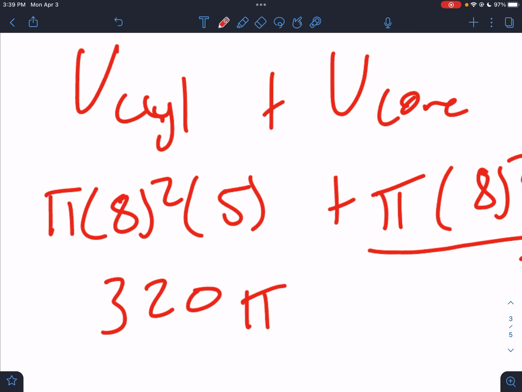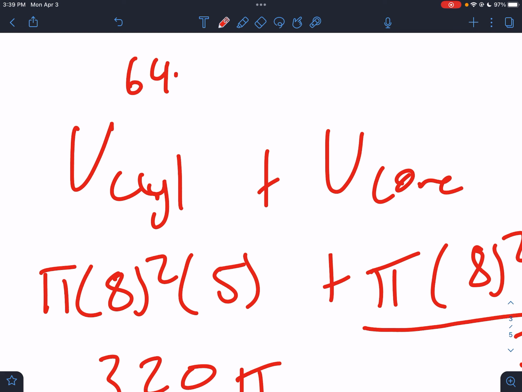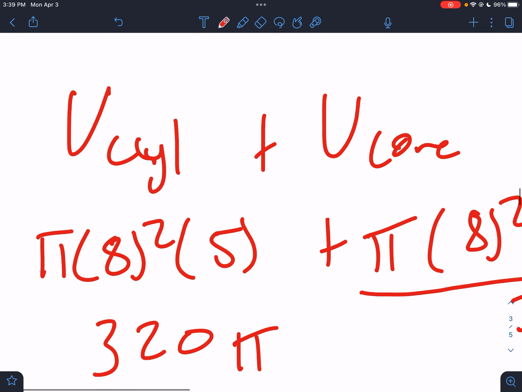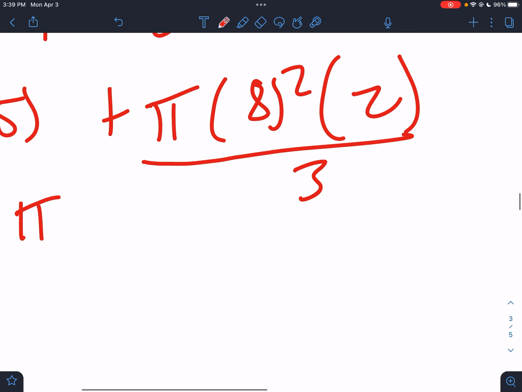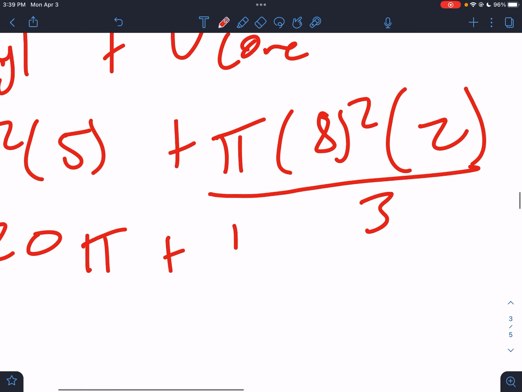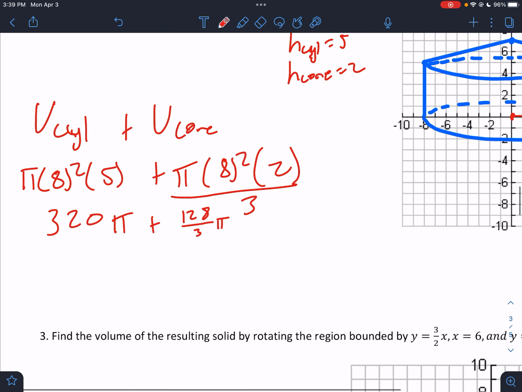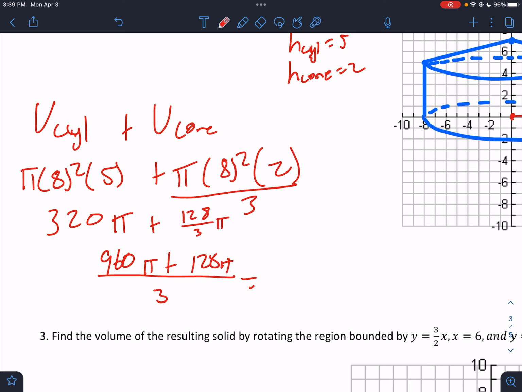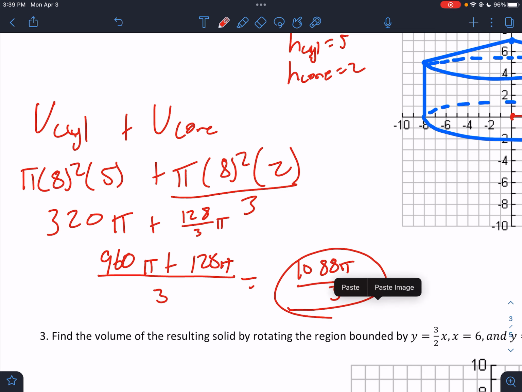How would I do that real quick? Well, I do 64 times 10 divided by 2. Isn't that the same as 64 times 5? Well, 64 times 10 is 640. Divided by 2 is 320. Over here, 64 times 2, that'd be 128 over 3 pi. Get a common denominator. This would be 960 plus 128, which is 1088 pi over 3.